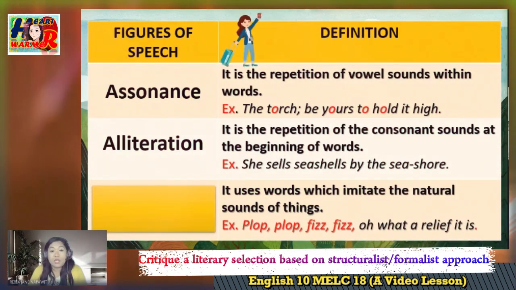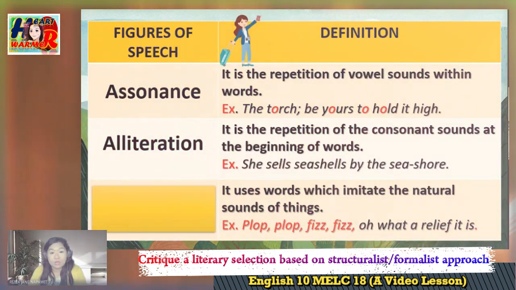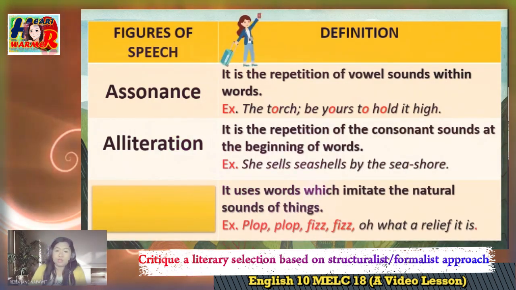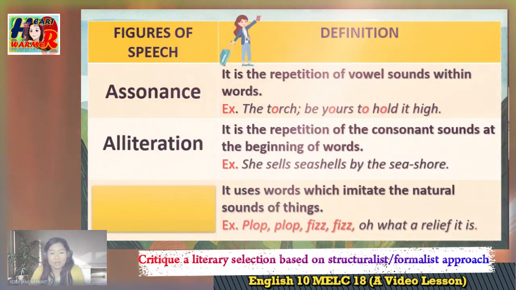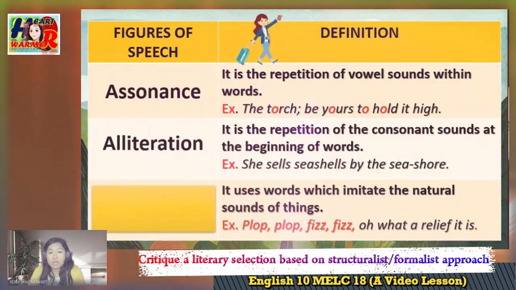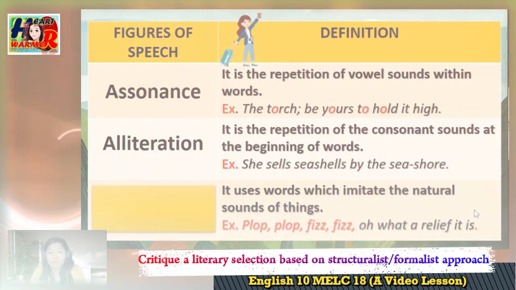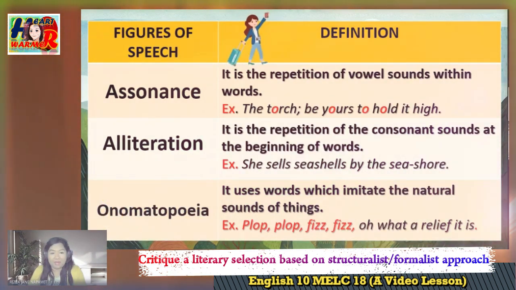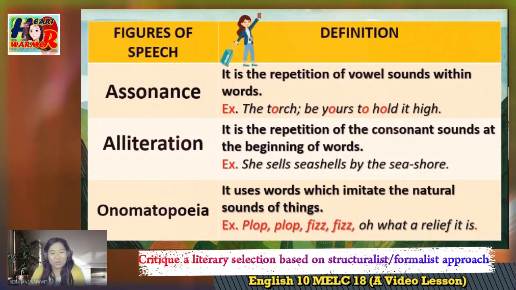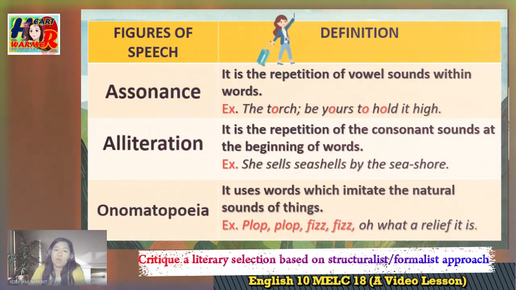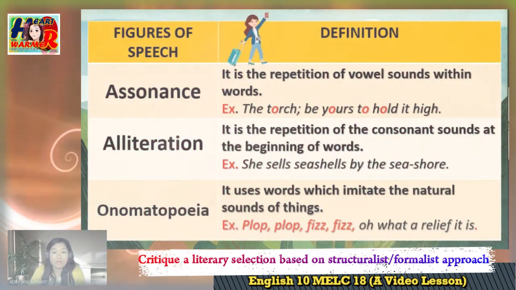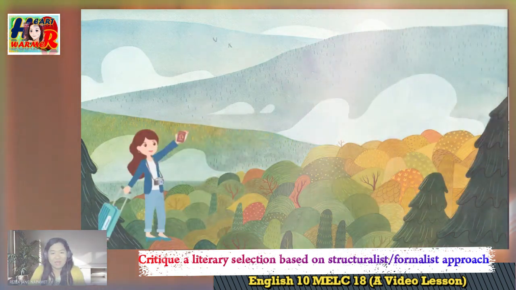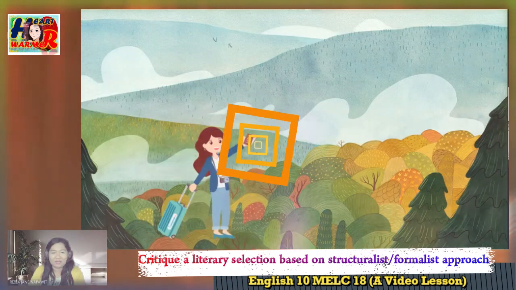Okay, next. It uses words which imitate the natural sounds of things, just like plop, plop, or the sound of a water leaf. Because of these natural sounds of certain things, this is called onomatopoeia. Alright? Those are some of the figures of speech or literary devices that you have learned from the lower grade level. Let's continue with our journey in English 10.